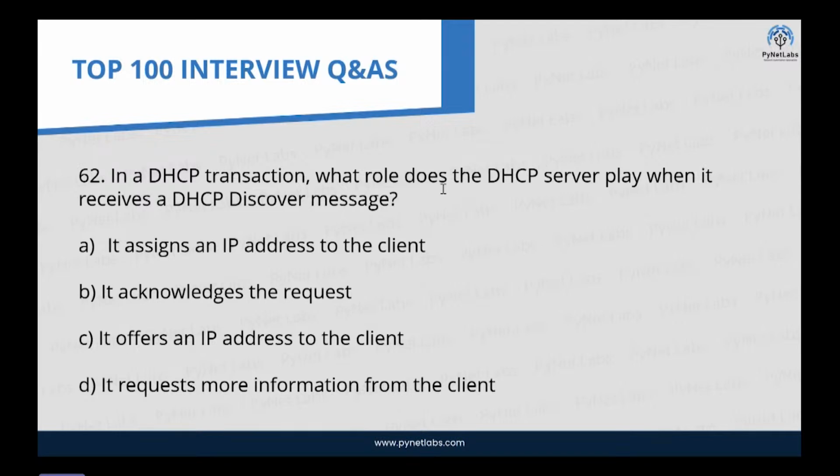So in the context of DHCP transactions, the server offers an IP address to the client. That's option C, because it's the correct description of the server's role when it receives the DHCP discover message from the client machine. So here, option C is going to be the correct answer.